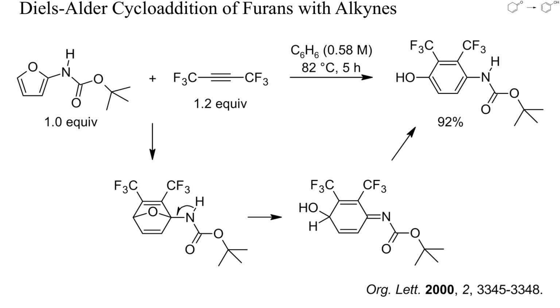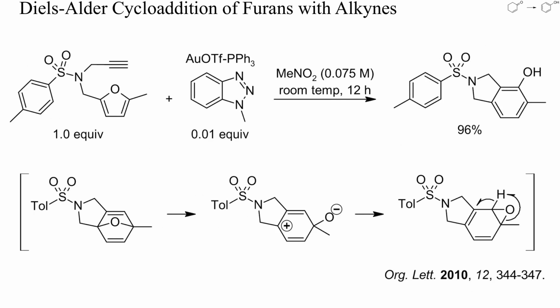A much higher yield was attained in this example. Here the alkyne was activated by 2 electron-withdrawing trifluoromethyl groups, and the electron density of the furan was enhanced by an amino group. A protected 4-aminophenol was obtained in high yield, without any catalyst. This is an intramolecular version of the Diels-Alder cycloaddition of an alkyne to a furan. Again, gold catalysis activated the alkyne, and a quantitative yield of phenol resulted after 12 hours at room temperature.